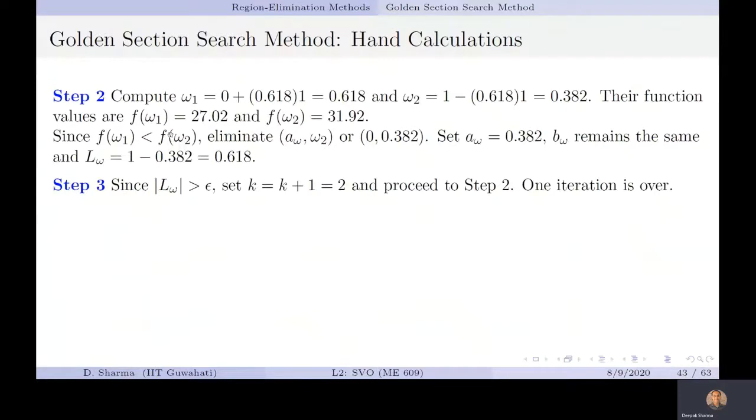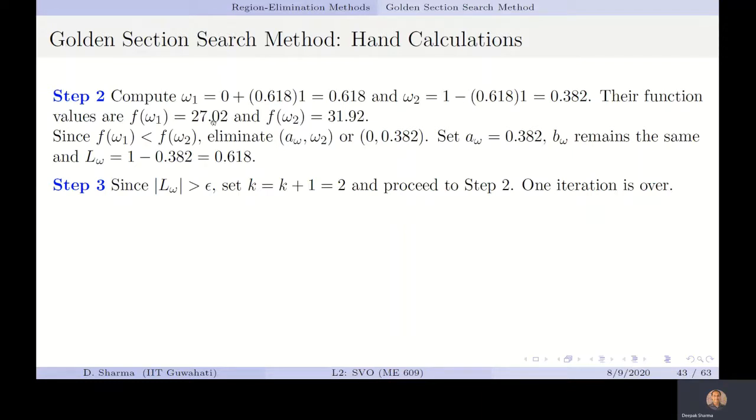In step 2, you can realize we have to compute the two new points, which are omega 1 and omega 2. Now in omega 1, we have a omega plus 0.618 L omega. Putting the value, I will get 0.618. Similarly for omega 2, it will become B omega minus 0.618 L omega. That gives me 0.382. Since we have calculated these two new points, we have to find their function values, which are coming out to be 27.02, and at omega 2 it is 31.92.